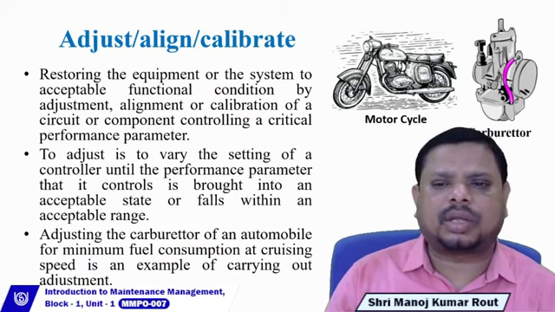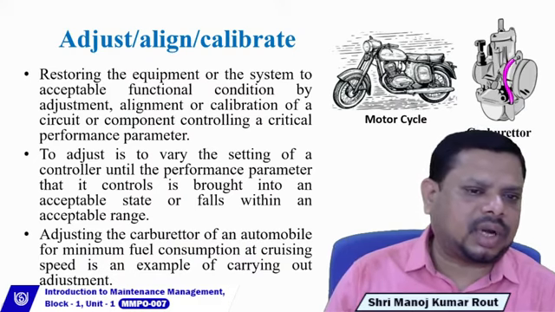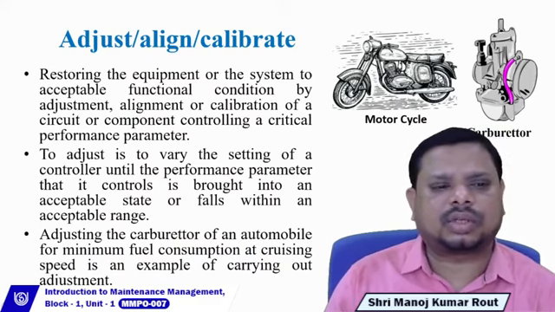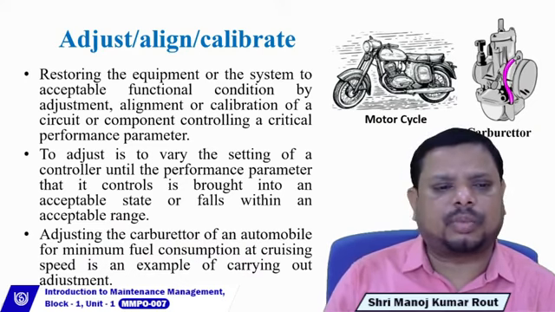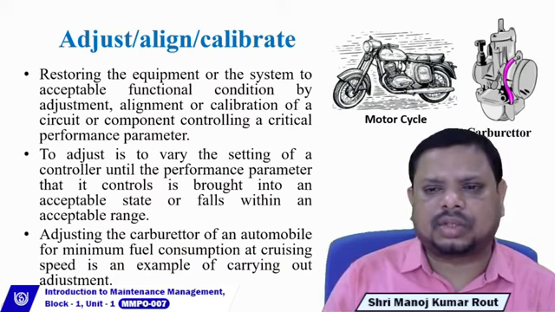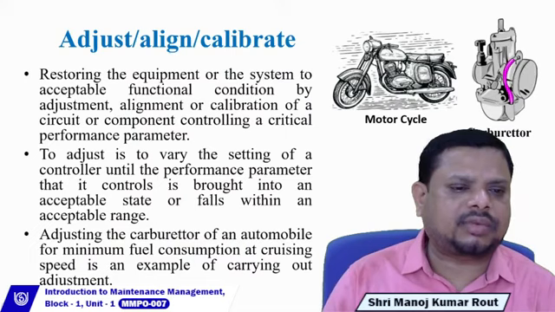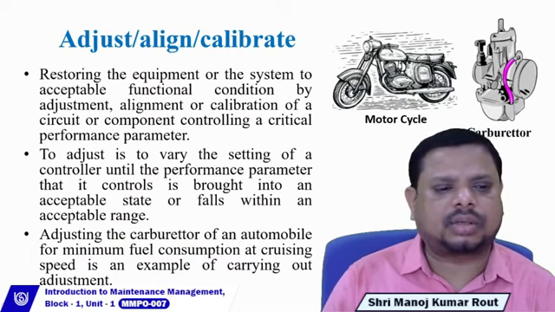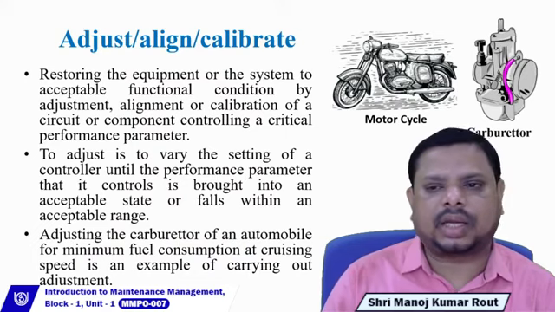The next important part, before understanding the overview of adjust, align, or calibrate: the first important point is restoring the equipment or system to an acceptable functional condition by adjustment. If it is possible, you can adjust the equipment, or alignment or calibration should be done so that the component performs to the performance parameters predefined by the company. The next important point is that to adjust is to vary the setting of controllers until the performance parameters they control are brought into an acceptable state, or fall within the acceptable region.